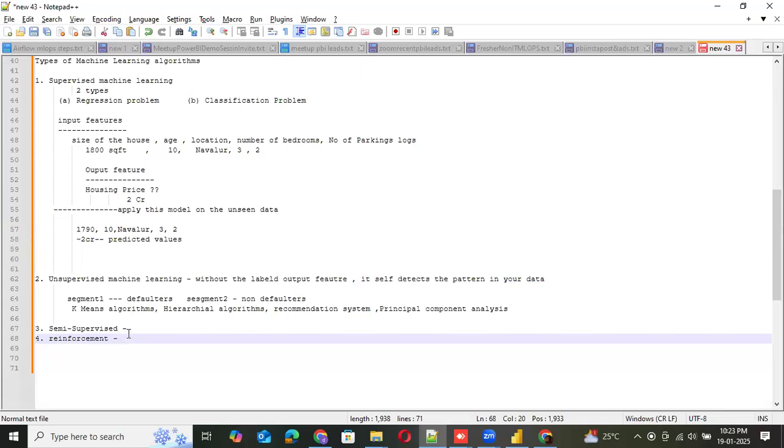Next time it makes another attempt. Likewise, it keeps trying, and at one point it goes and sits on top of the stool. That's the reward. Until it achieves the reward, it keeps trying based on the feedback. Initially, no, I made this mistake. The second time, I should not make the same mistake. It'll try a different way to sit on top of the stool. The second time also, it makes some mistake.